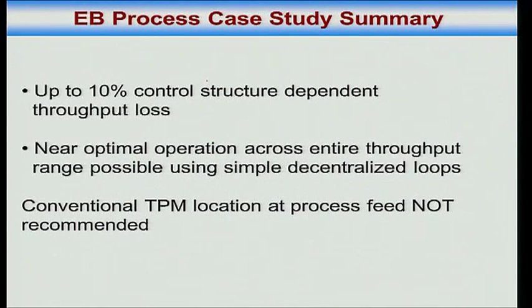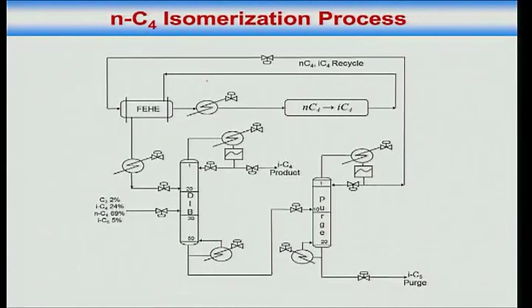There's another case study. Well, so summary, more than 10% control structure dependent throughput loss. Okay. Near optimal operation across entire throughput range is possible using a very simple control system. And that simple control system does not require to configure additional loops when a constraint becomes active. You see, that's very important. And conventional throughput manipulator location at the process feed is not recommended. The throughput manipulator should be at the boil up, which is the last constraint to become active. Yeah. In this case study, actually, if there are 7 or 8 degrees of freedom, all degrees of freedom are lost. At maximum throughput, 8 active constraints.